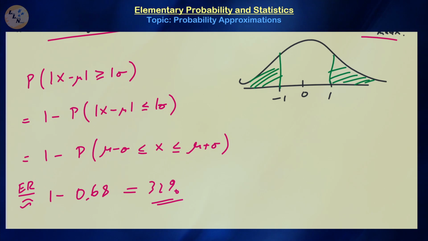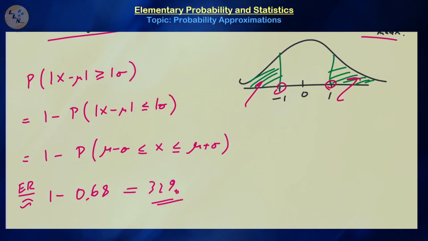Therefore, 32% of the data is going to be lying in these two tails, where these boundaries of the tails are one standard deviation away from the mean.